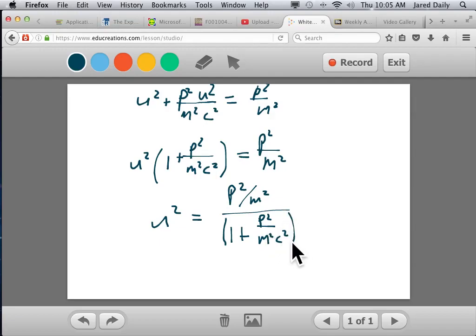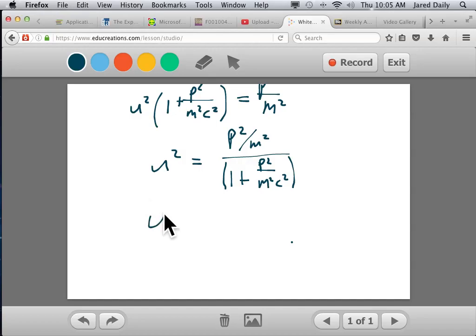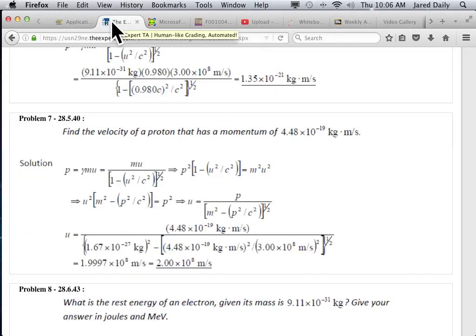Then I take the square root of both sides. On the left side I'm going to get just u. On the right side I'm going to get p over m, taking the square root of the top, and then taking the square root of the bottom, I'm just going to get the square root of 1 plus p squared over m squared c squared. Can't take the square root of those things separately. So you've got to just take it all at once and call it good. And there you go. And that's what we get when we come back here. That's what this is right here.